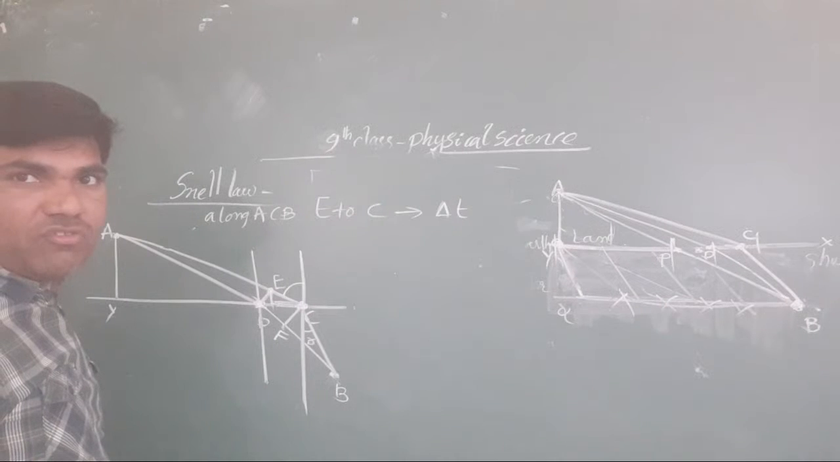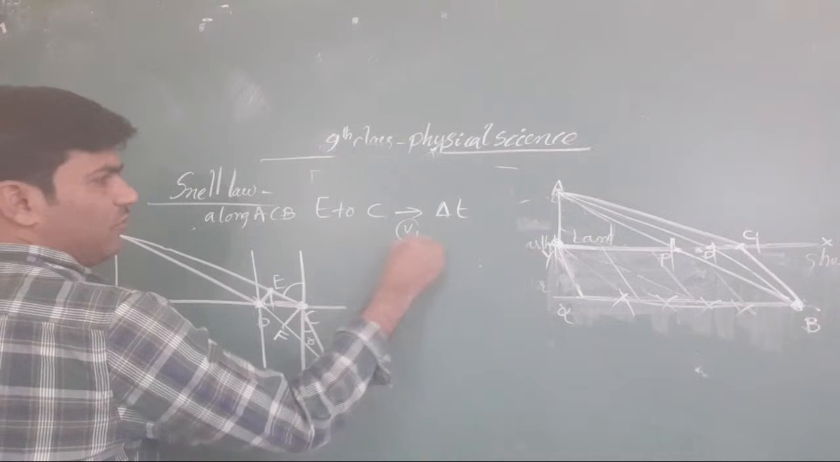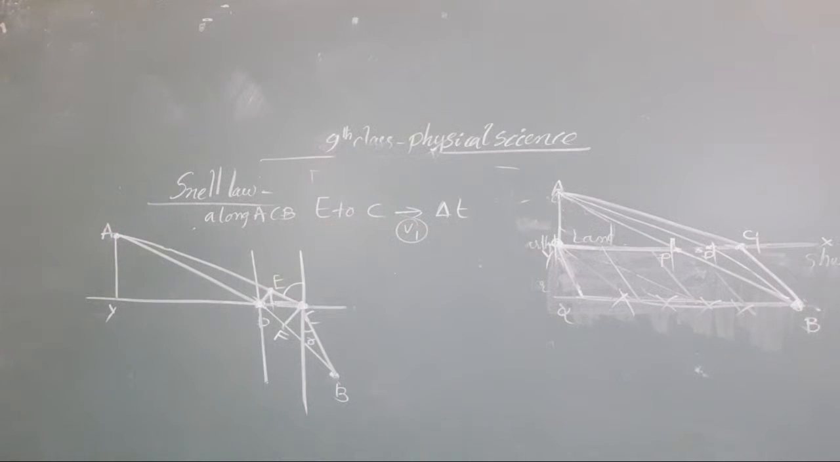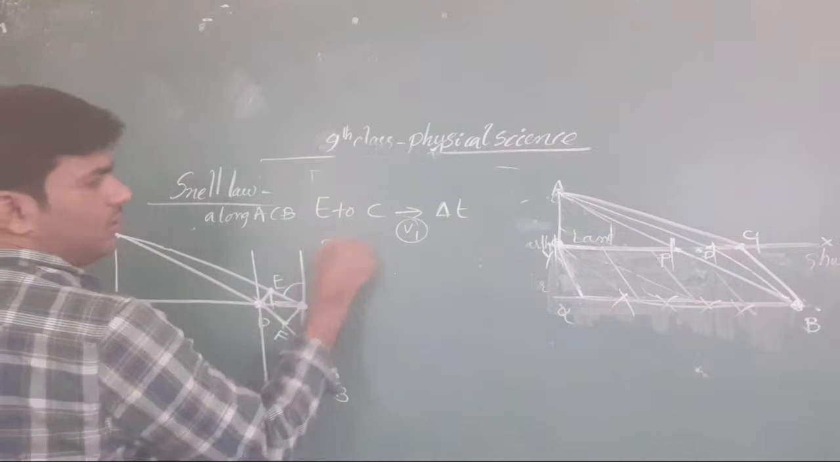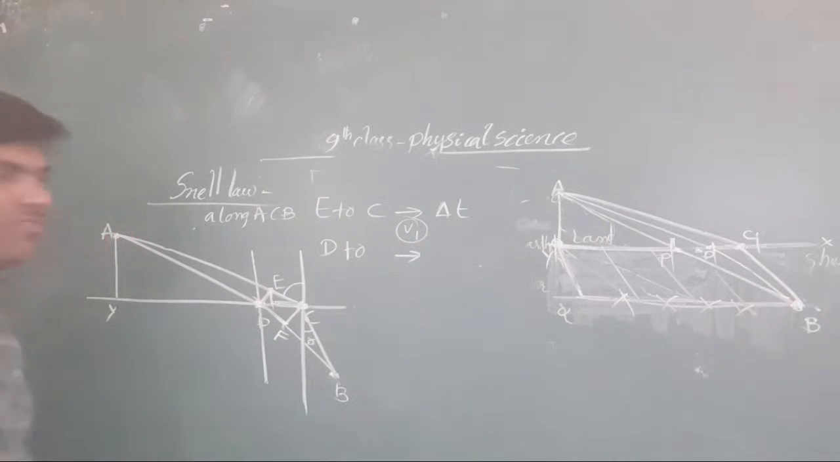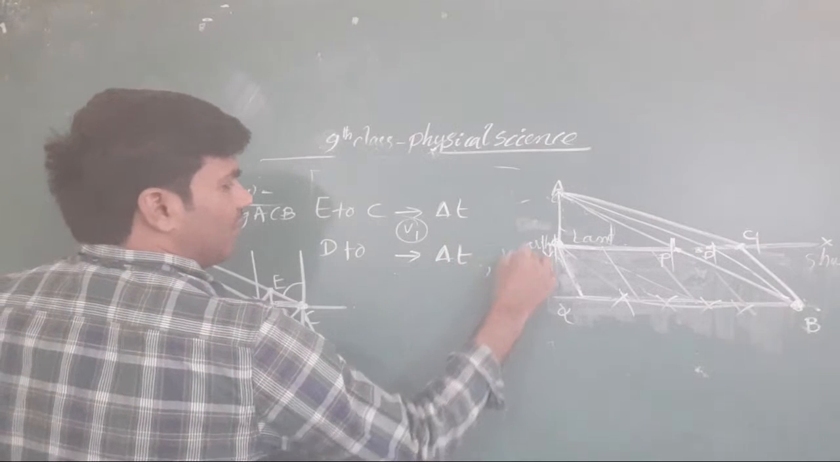Clear or not, all the students? The same time they are taken, that is del T. The velocity of this person is taken as V1. And E to C and D to F: D to F is taken with the same time, that will be taken as del T only. And the velocity is taken as V2.